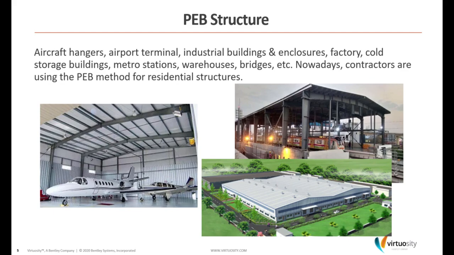Now, PEB structures are widely used in several industrial, commercial, as well as other utility structures, right from airport terminals, industrial buildings, enclosures, factories, cold storage buildings, then railway stations, metro stations, warehouses, bridges, you just name it. And even nowadays, contractors are using the PEB method for several residential structures. So over time, this method is booming for several advantages that we discussed a while ago. So it is very important to understand the proper way of modeling, analyzing, and designing various key components of PEB structures with our products.